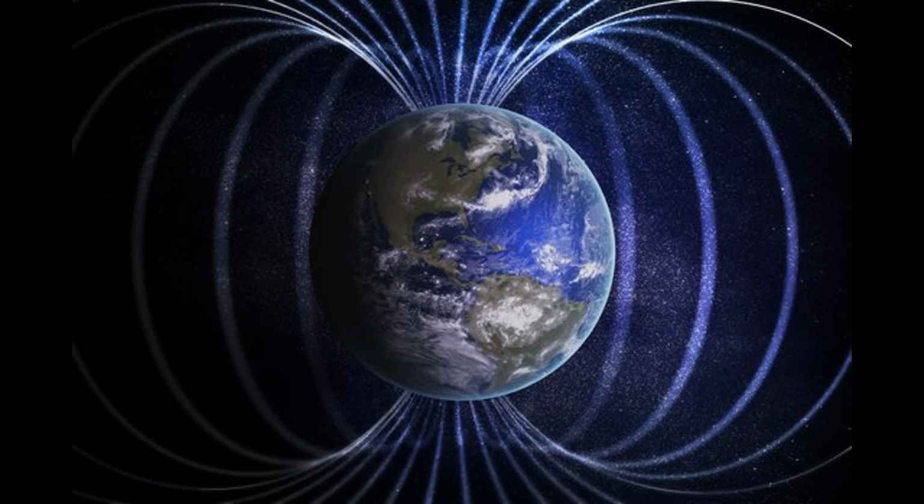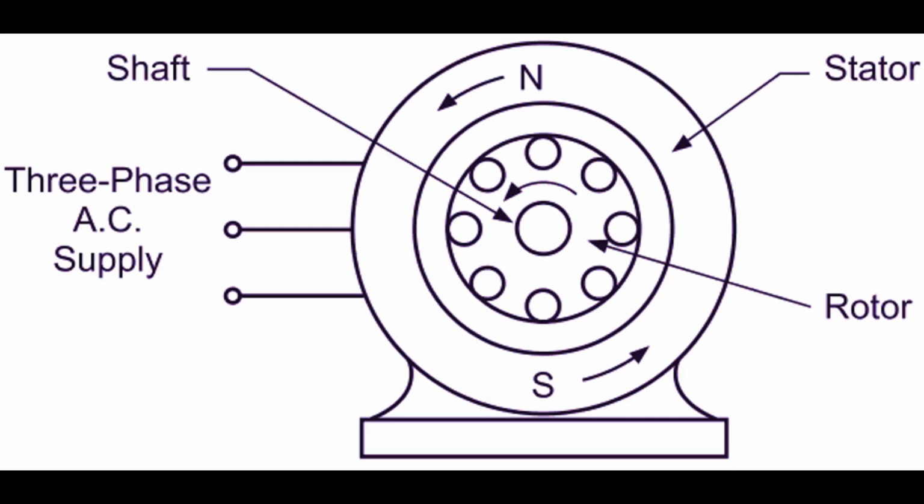Load changes. When the electrical load on the alternator changes, for example, when more devices are turned on in the vehicle, the voltage regulator detects this change. It then adjusts the field current to ensure that the alternator produces enough electrical power to meet the increased demand while maintaining a stable output voltage.